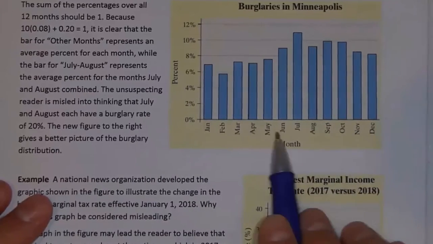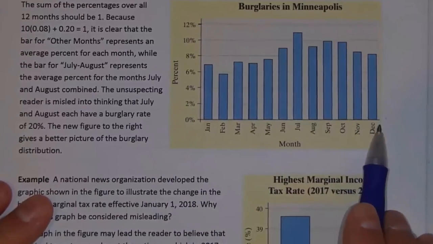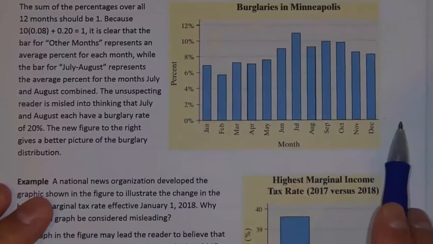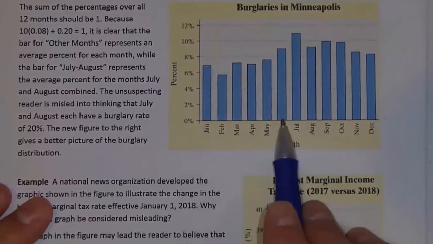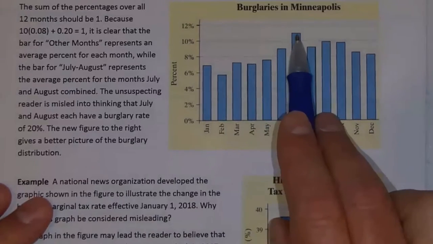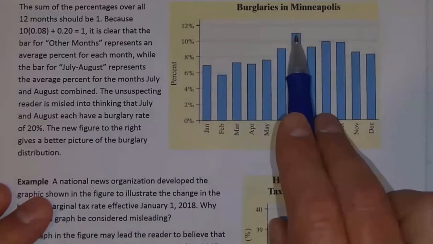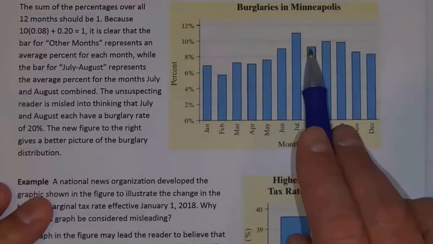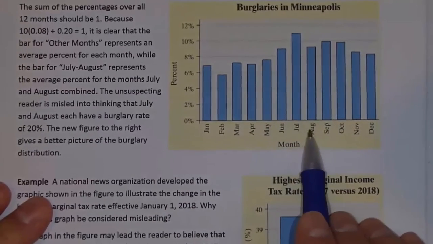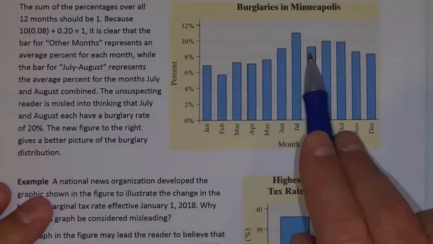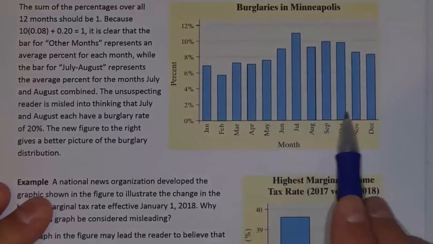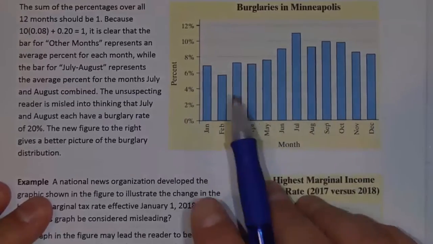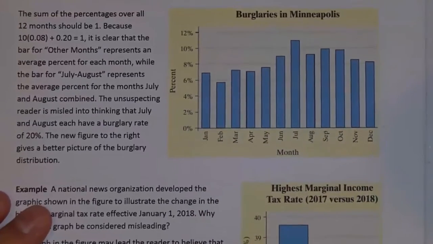So this right here would be a more fair graph, a more accurate graph showing what's actually happening each month. We can see that it does peak in July, looks like around 11% of burglaries are occurring in July. But interestingly enough, only maybe around 9% is happening in August, which is actually less than what's happening in September and October. So this gives a more complete picture.